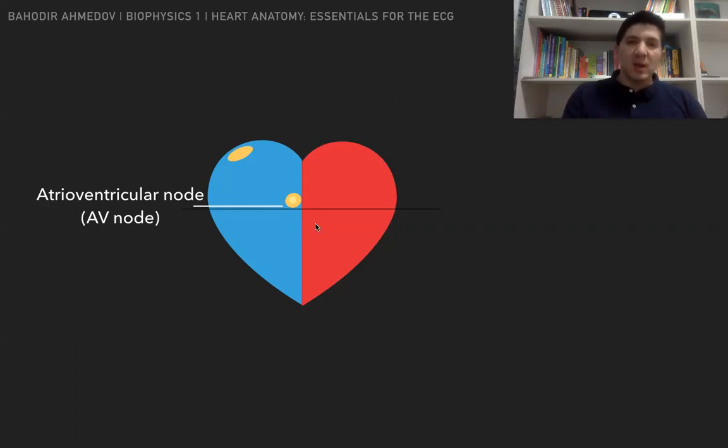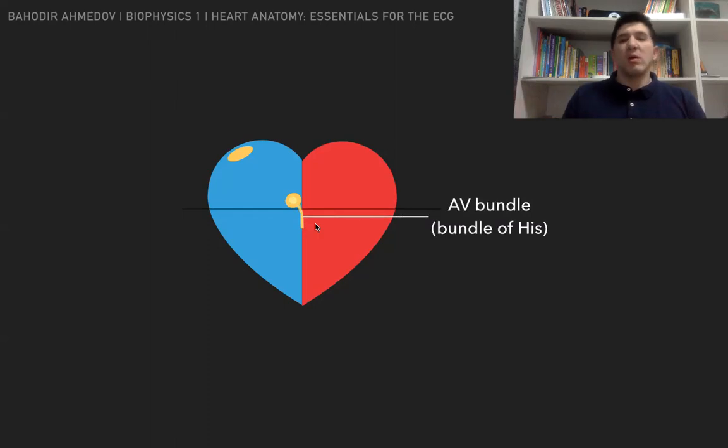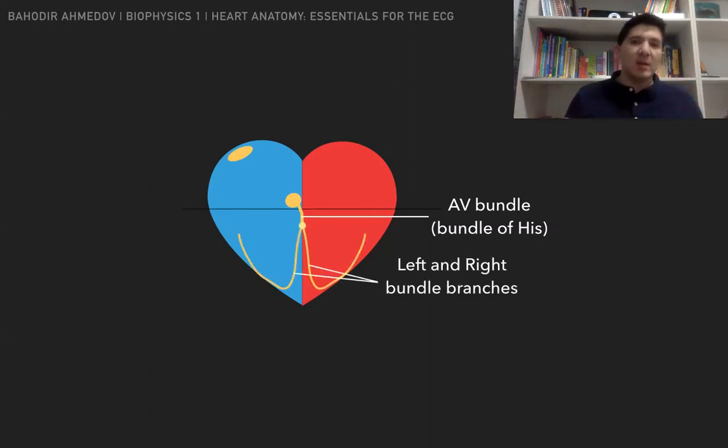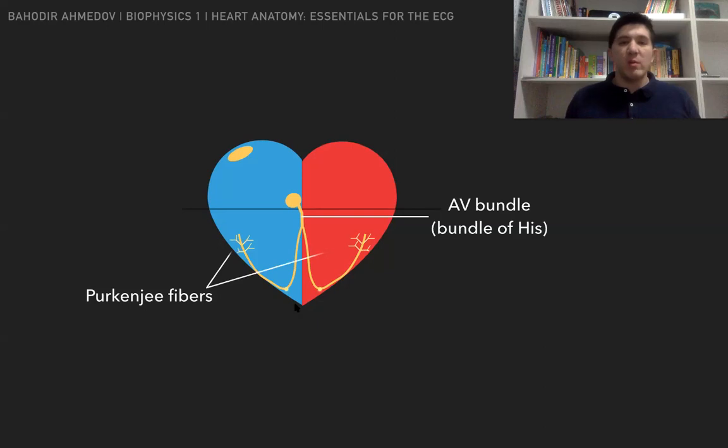The signal transmitted from the SA node to the AV node is then transmitted to the AV bundle, also called the bundle of His, which is located exactly in the middle between the right and left ventricles. The bundle is split into two parts, one to each ventricle, and the signal is transmitted there. These two bundles we call the left and right bundle branches, or just the bundle branches. Then the signal is transmitted at the end to the Purkinje fibers.